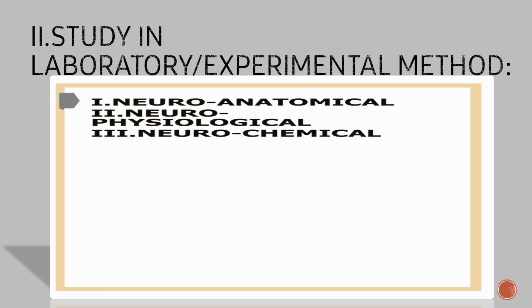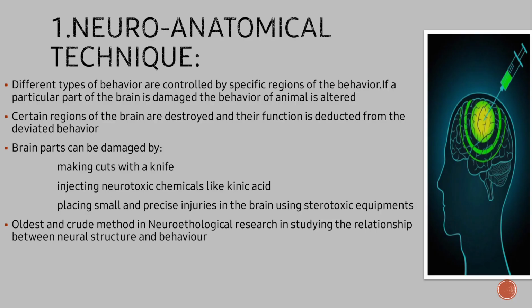Next is the study in laboratory or experimental method. This includes 3 methods which are neuroanatomical, neurophysiological and neurochemical. Neuroanatomical. So neuroanatomy is the study related to behavior in response to the physical structure of the brain and its parts. Mostly the brain parts are destroyed and their function is deduced from the deviated behavior.